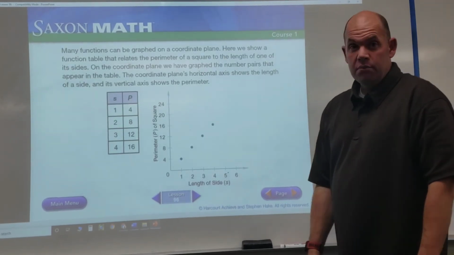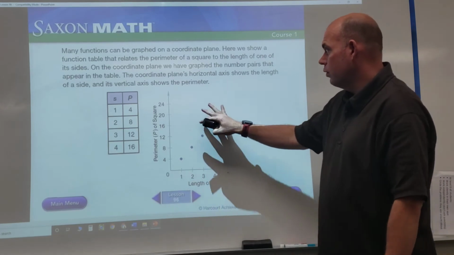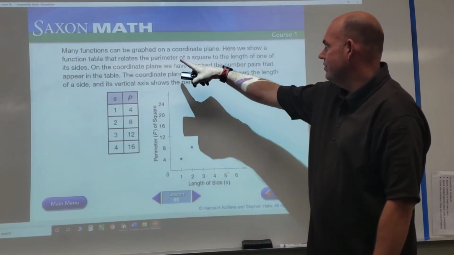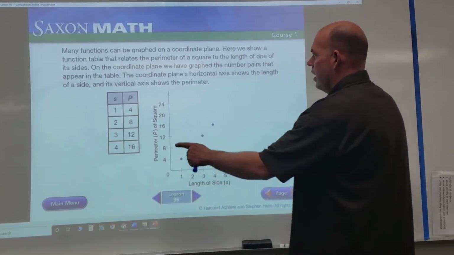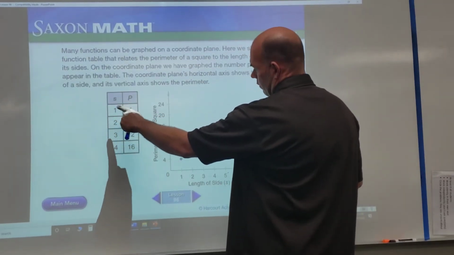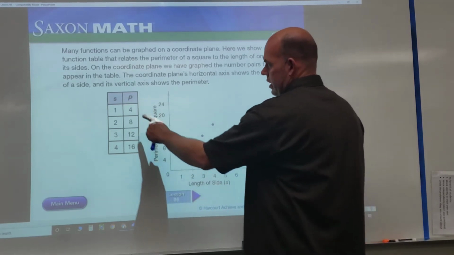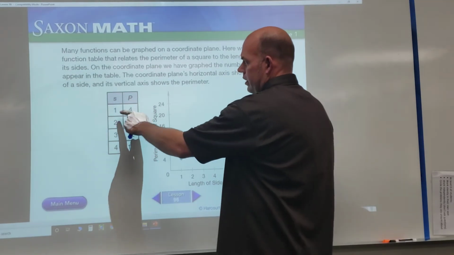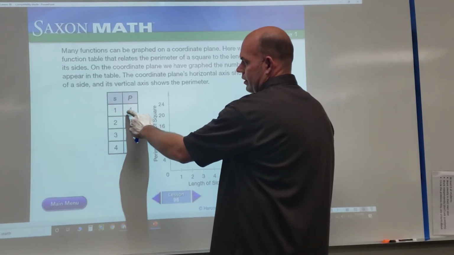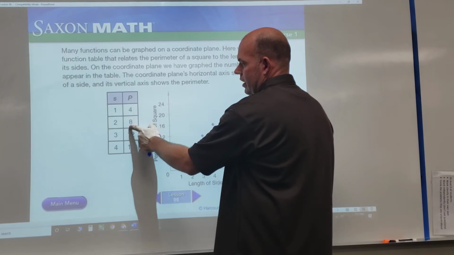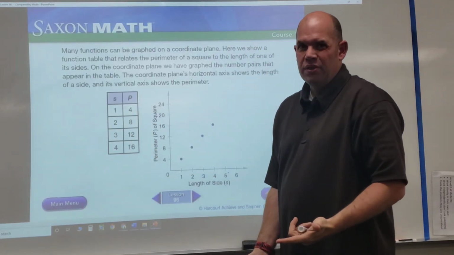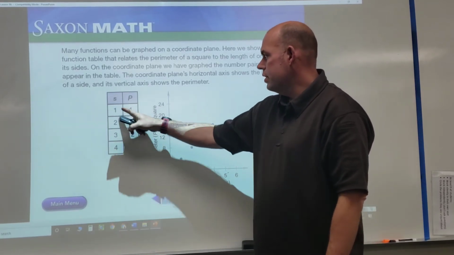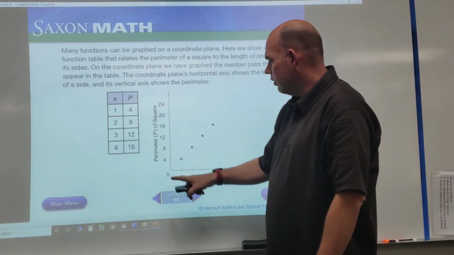Now, sometimes once we've solved it, we can graph it on a coordinate plane. Here we show the function table relates to the perimeter of a square. So here we have S for the length of the side and P for the perimeter. We can see 1 times 4 is 4, 2 times 4 is 8, 3 times 4 is 12. We know that because 4 sides equals the perimeter in a square. So we already know the formula to solve the table, but now we can graph that.